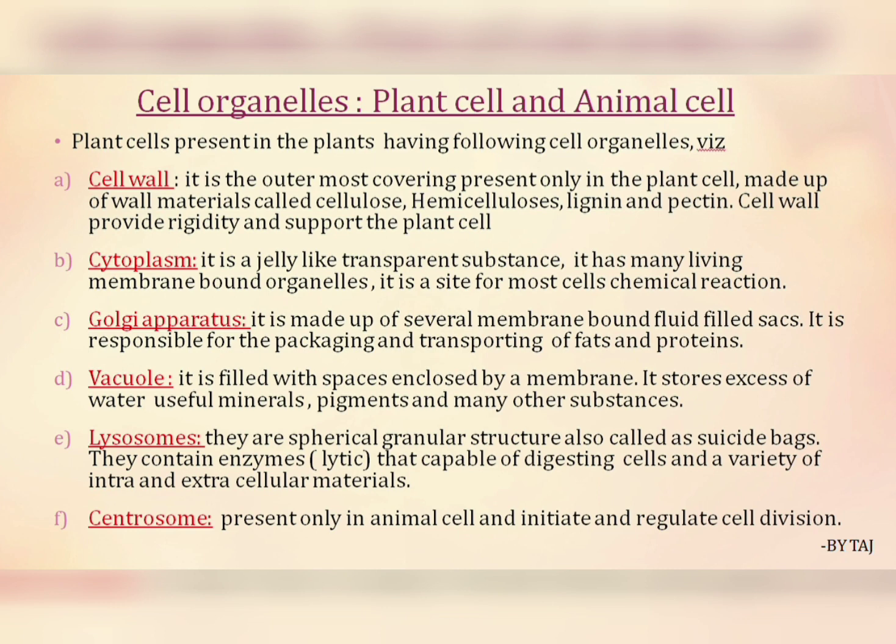The next cell organelle is the vacuole. It is present only in the plant cell and absent in the animal cell. If it is present in the animal cell, it will be small in size. The vacuole is a space enclosed by a membrane. It stores excess water, useful minerals, pigments and many other substances in the cell.